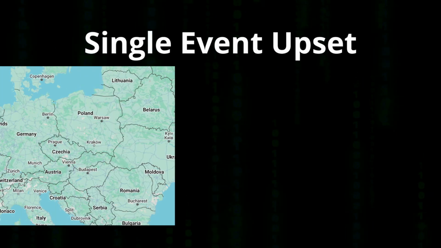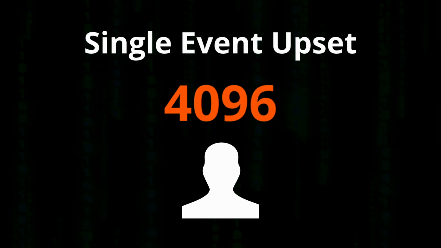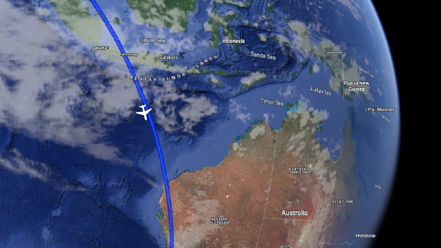This happened during the 2003 elections in Belgium. An anomalous number of votes were detected, giving a candidate 4,096 extra votes. And in 2008, a Qantas jet flying from Singapore to Perth, Australia, suddenly steered down for 20 seconds for no reason, injuring 30% of the passengers, and the only explanation was a single event upset.